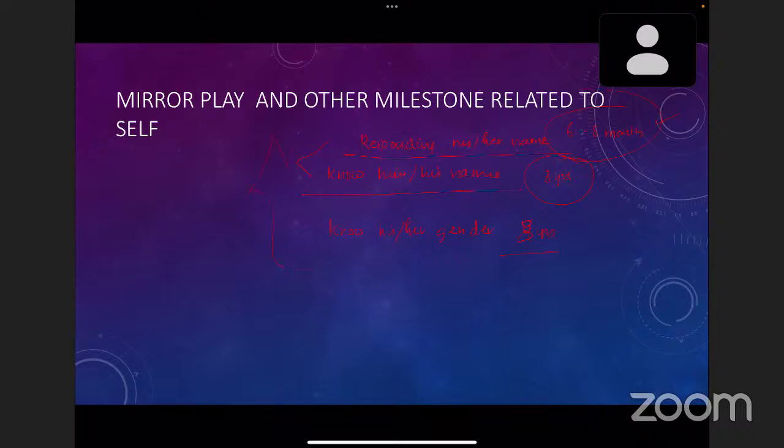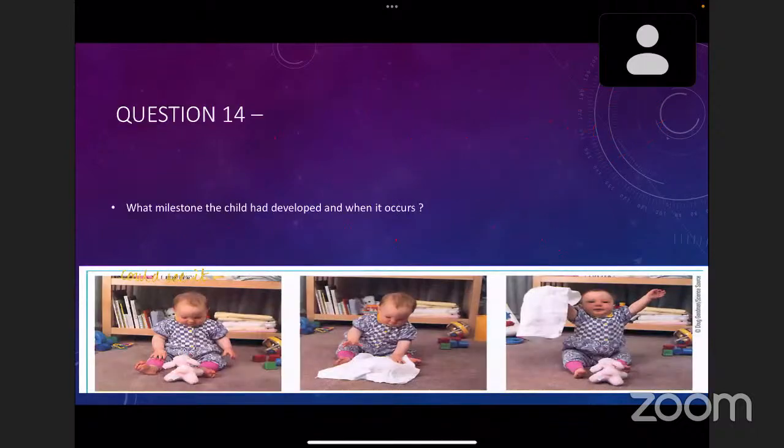These are self-recognizing milestones, where the child knows that he or she is a person who is existing in this world. So smiling at the mirror at 4 months, mirror play at 5 months, responding to his or her name mostly at 6 to 8 months, knowing his or her name by 3 years, knowing his or her gender at 3 years. Right?